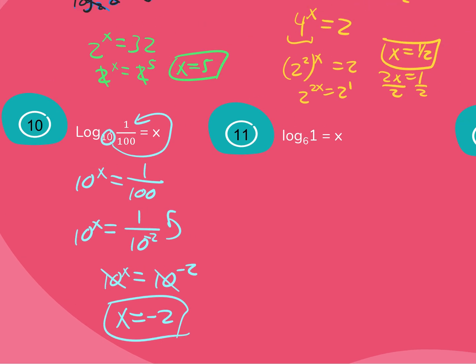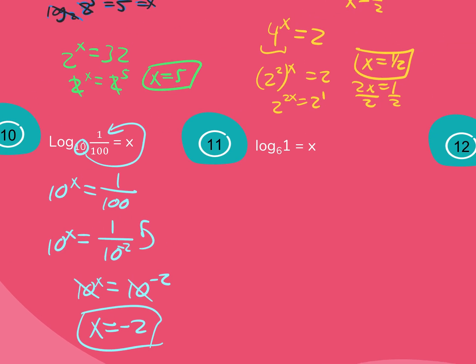All right, same thing with the next one, number 11. This one you can actually use one of your properties. Log base anything of 1 is going to get you 0, so very simply I can just say x equals 0. Don't have to do any work there. If that confused you, change it to exponential form: 6 to the power of x equals 1, and then think about it. What do you need to raise 6 by to get 1 as your answer? And the answer is 0. Anything to the 0 power gets you 1.